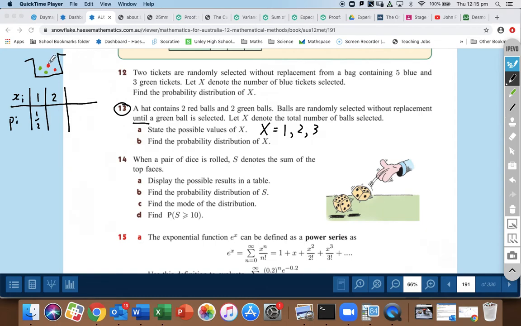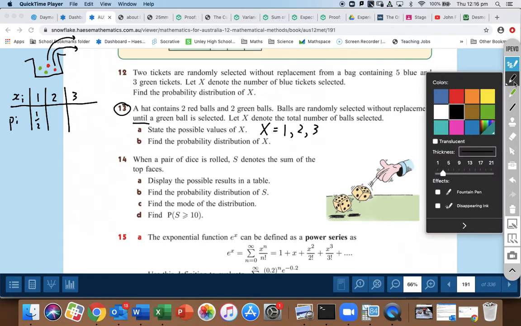So I could do draw 1. I take a red out. I go back in again because I'm trying to get a green, but I get the other red. Now when I go back in for the third draw, there's no option. I have to get a green because there's only greens left. Okay? So that's what's happening.